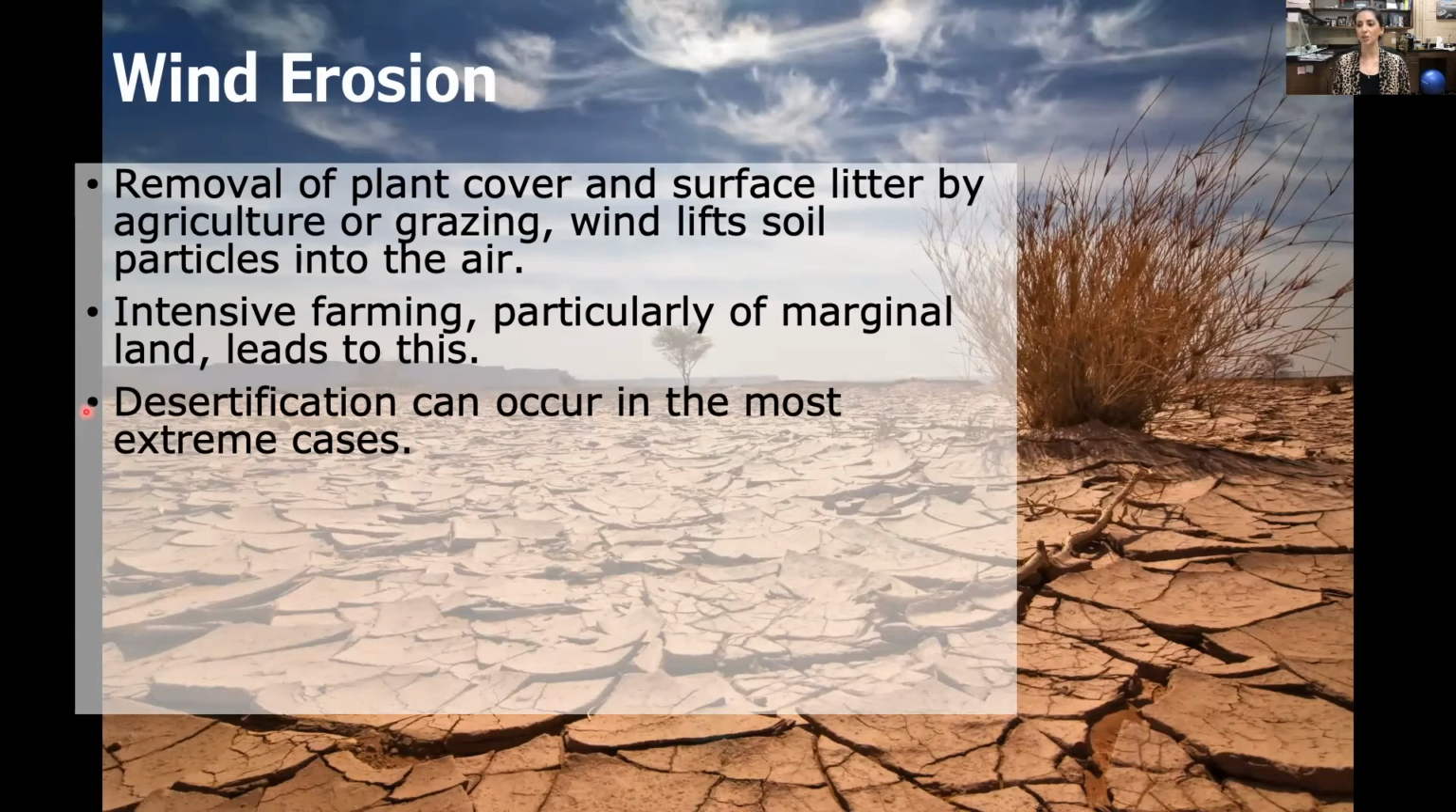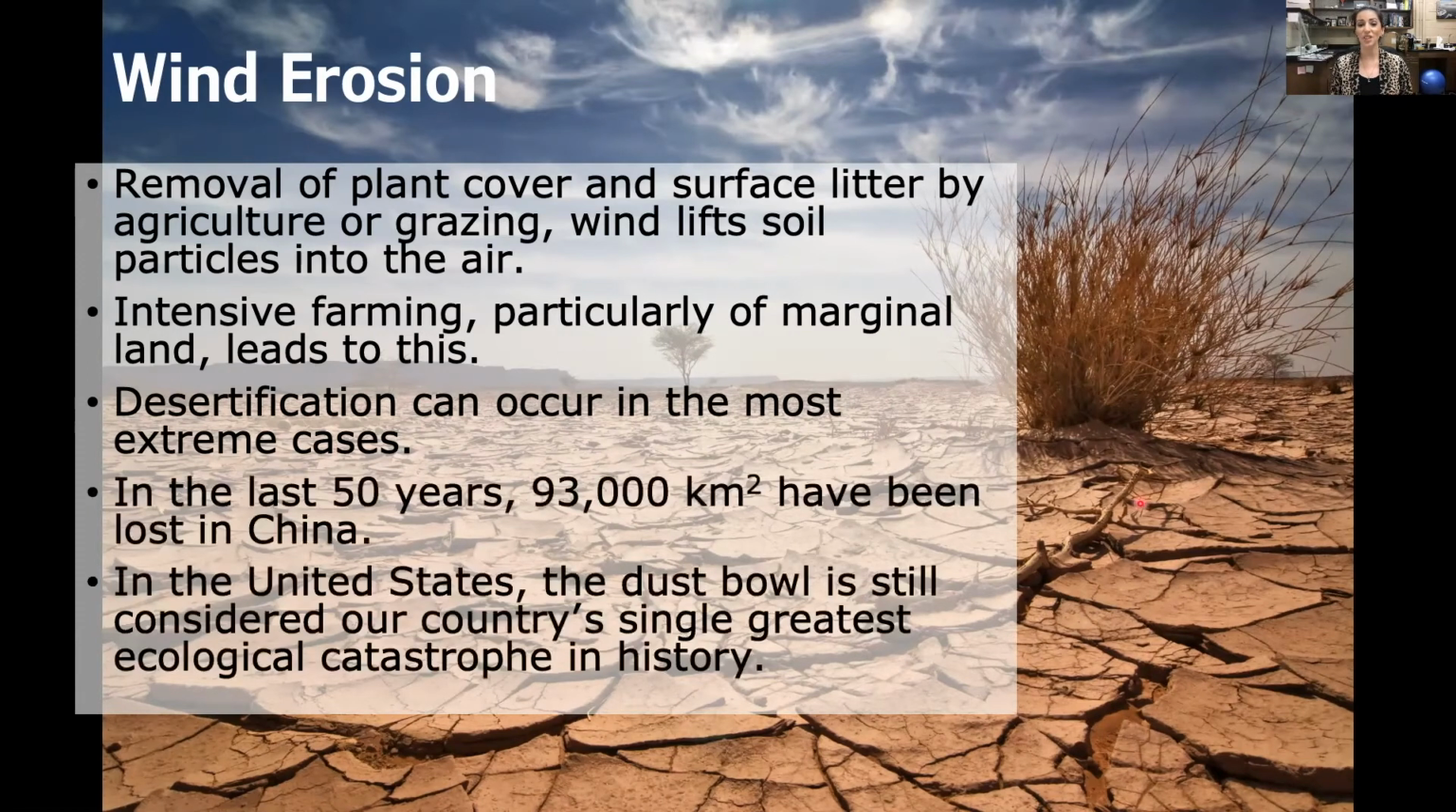And that's where you just completely overuse the soil. You have no mitigating practices to replenish the nutrients in the soil, leaving it subjected to massive amounts of wind erosion and desiccation, drying up like this. In the last 50 years, 93,000 square kilometers have been lost in China due to the process of desertification.